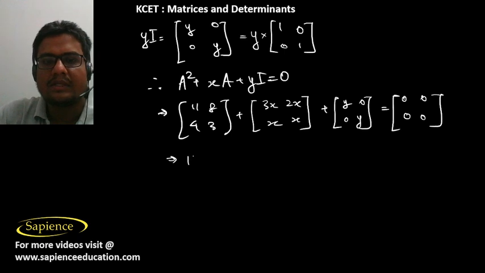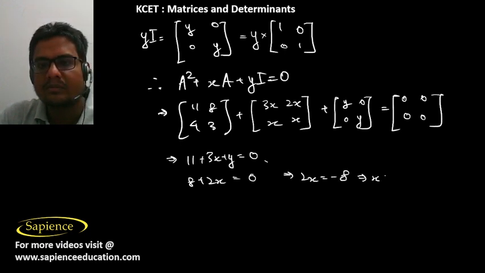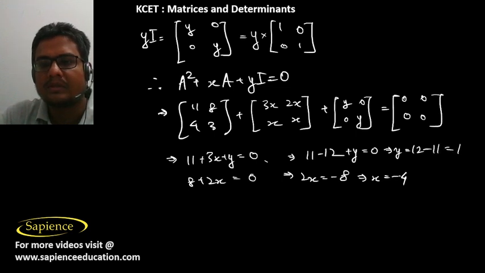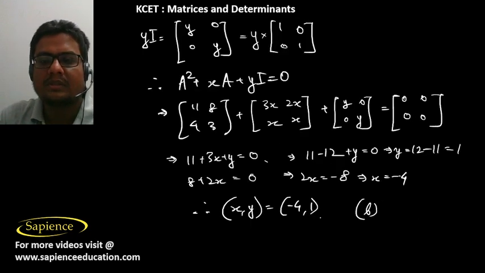So therefore we can say that 11 plus 3x plus y, that is equal to 0, and we can say that 8 plus 2x, that is also equal to 0. So it means that 2x equal to minus 8, so x is equal to minus 4. So therefore I can say 11 minus 12 plus y, that is equal to 0. So y is equal to 12 minus 11, that is equal to 1. So y is equal to 1 and x equal to minus 4. So therefore the ordered pair x comma y is minus 4 comma 1. So option B is the correct answer.